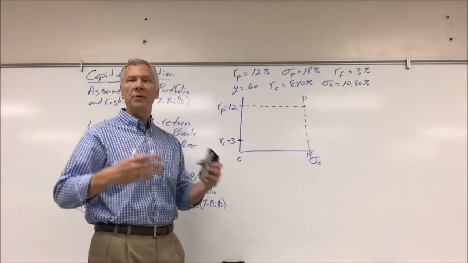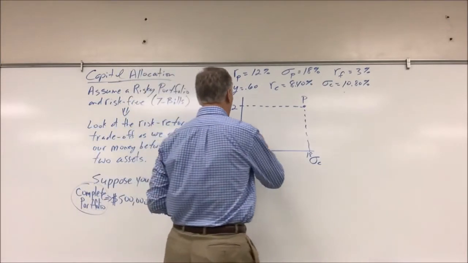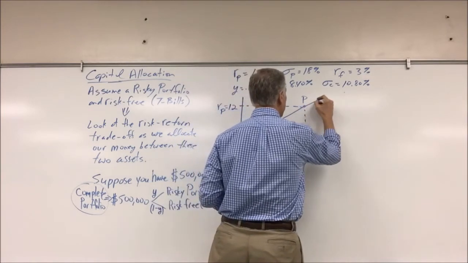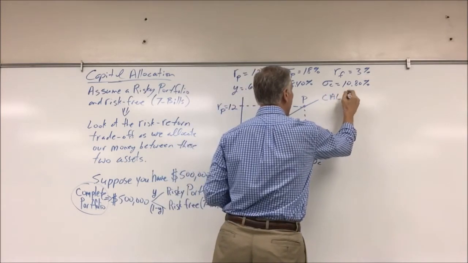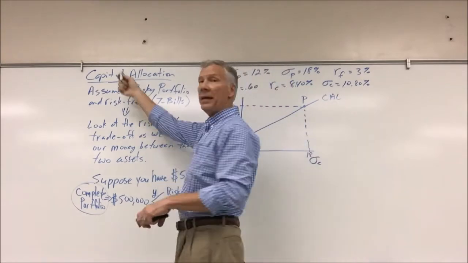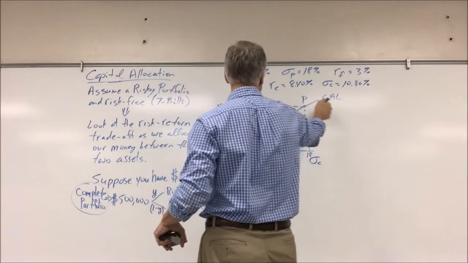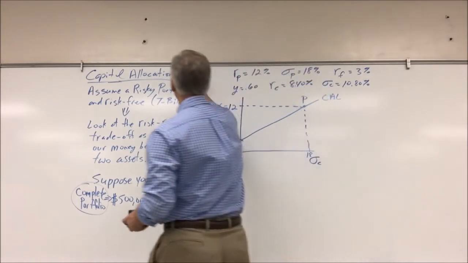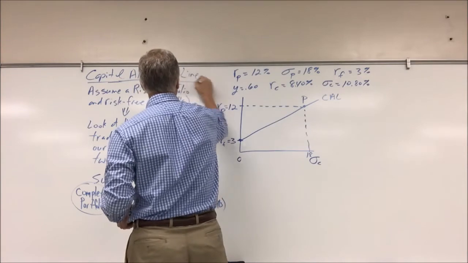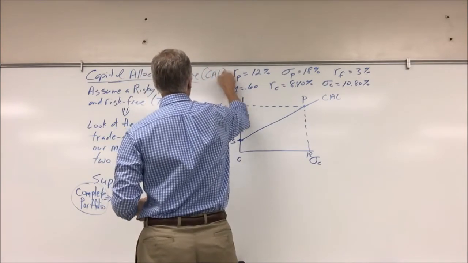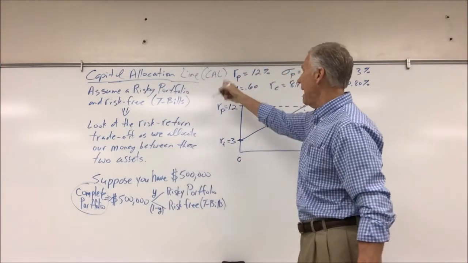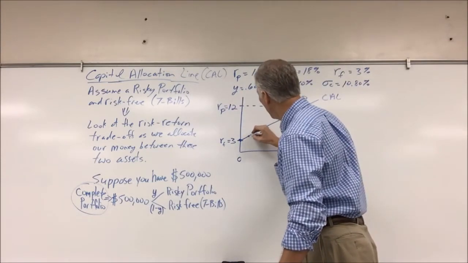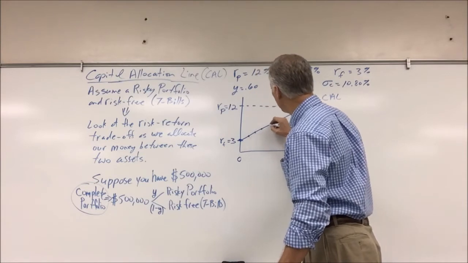Well, how about everything in between those two things? So what we're going to find here is actually a linear relationship. And this is called the capital allocation line. The capital allocation line. And what that line is going to represent, the CAL, I'm going to go ahead and put it over here so I have to rewrite this. The capital allocation line, there's going to be points all along here. Okay?